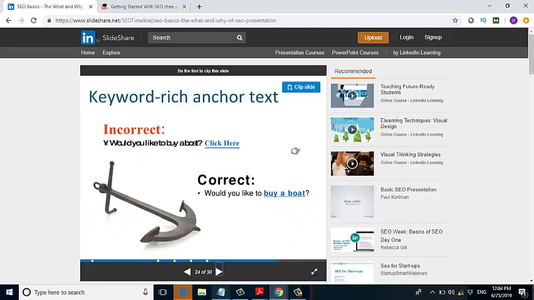Keyword-rich anchor text. Here is a very good example. For example, if it is written, would you like to buy boards, click here, versus would you like to buy a board. It is more important to use anchor text. In this anchor text you can see "buy a board". When we search "buy board", both the keywords are in this anchor text. So try to make your website content have these types of keyword anchor text, so that it will drive more traffic to your website.